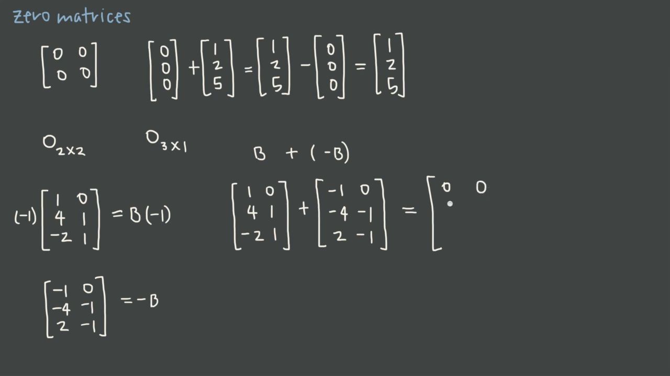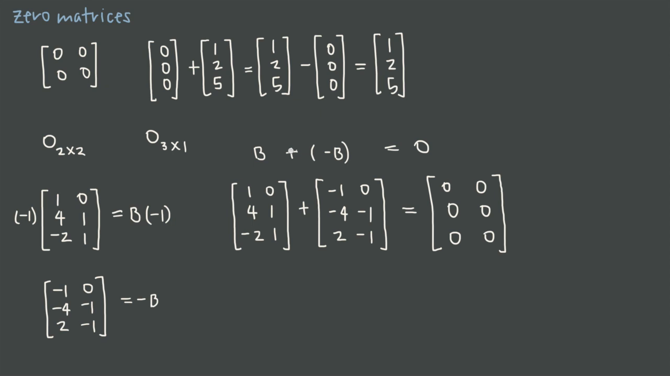4 plus a negative 4. 1 plus a negative 1. Negative 2 plus 2. And 1 plus a negative 1. So of course, as we expected, as we said, we would get the zero matrix. So I'm always going to end up with capital O here, the zero matrix.